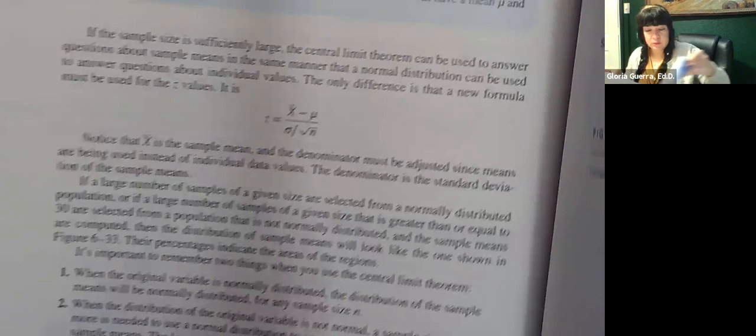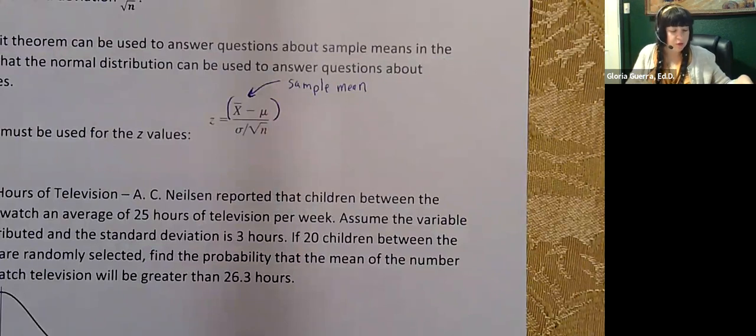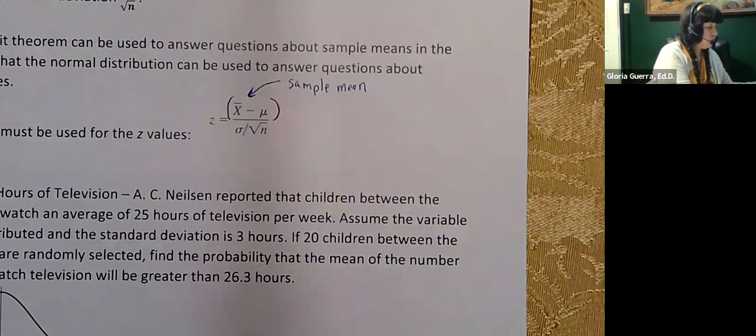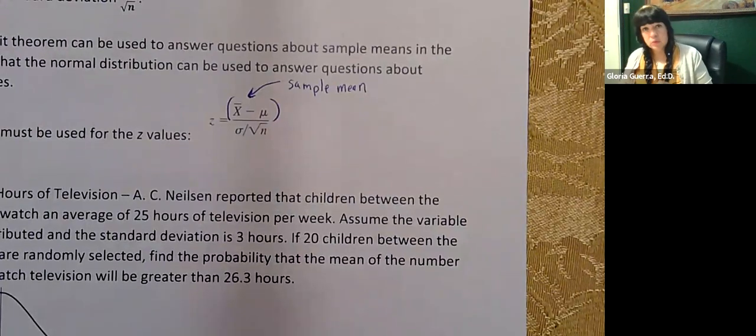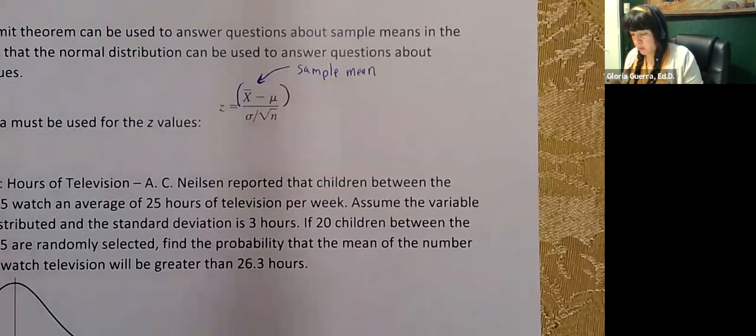The larger the sample, the better the approximation will be. And then they have the problems that we're going to work. Towards the end, they talk about the finite population correction factor that's listed as optional, so we don't do any problems with regards to that. We're going to gloss over that. So let me show you these problems.